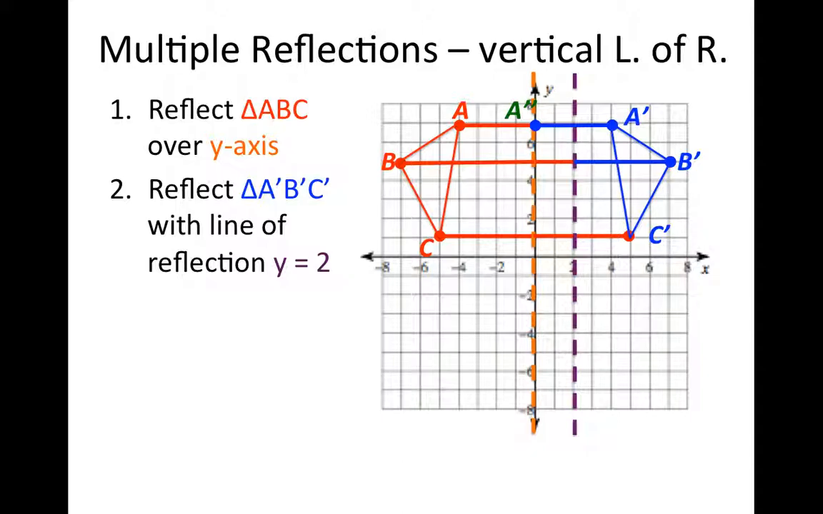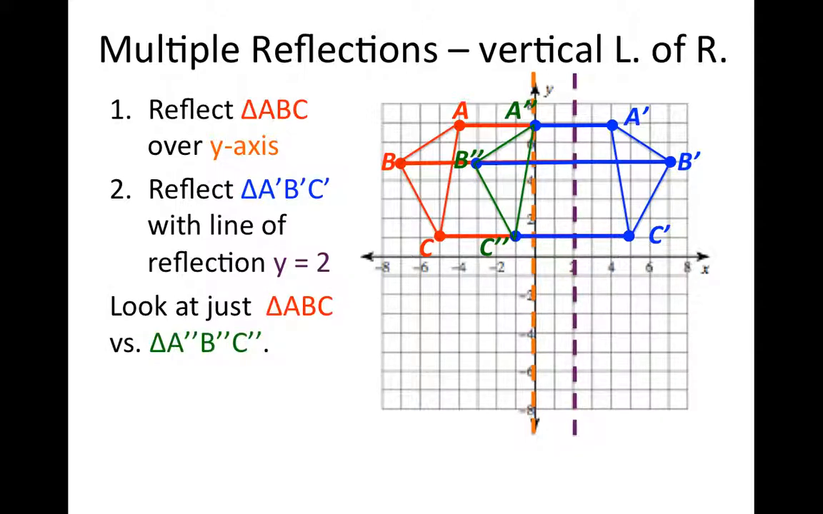B is 5 units. So we go 5 more and call that B double prime. And then C is 3 units. So we go 3 units, continue the same direction, call that C double prime, and we'll put that triangle in green. So now there's our second reflected triangle.